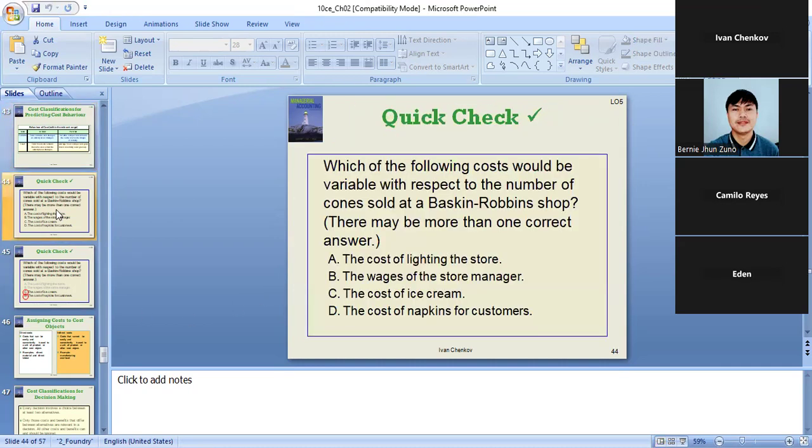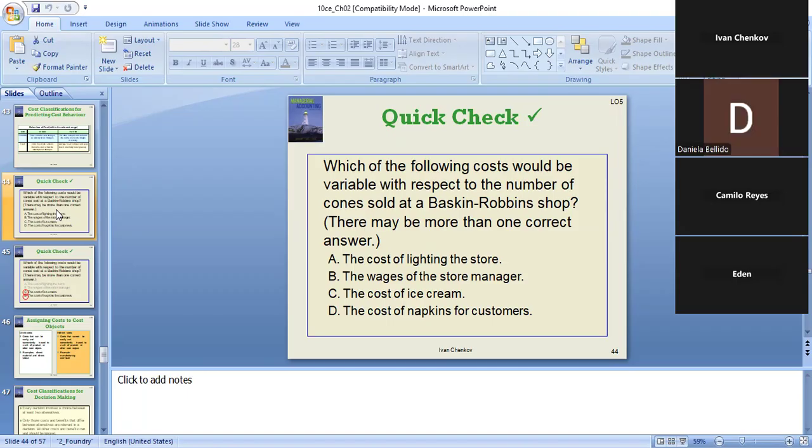Let's do this quick check here. The quick check is, which of the following costs will be variable with respect to the number of cones we're selling in the Baskin-Robbins shop in Metrotown. So, first one, cost of the light in the store. Is this related to the cones that we're selling?